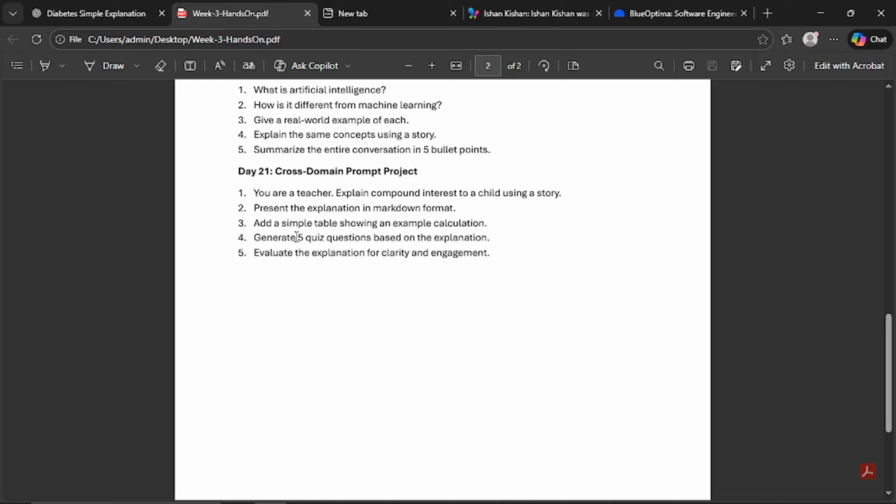You can tell ChatGPT, in place of compound interest, to explain quantum physics. Or you can tell ChatGPT to explain how ChatGPT works in a very simple way, using a story. So that's how you practice your prompts.